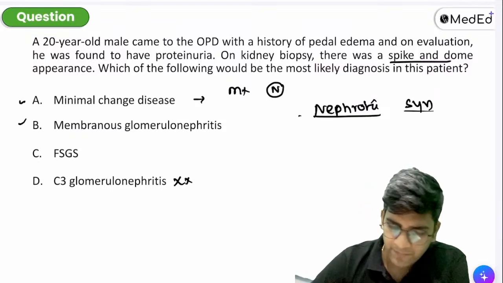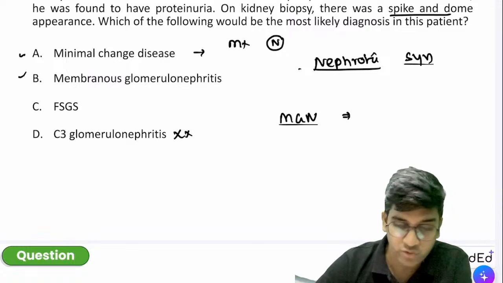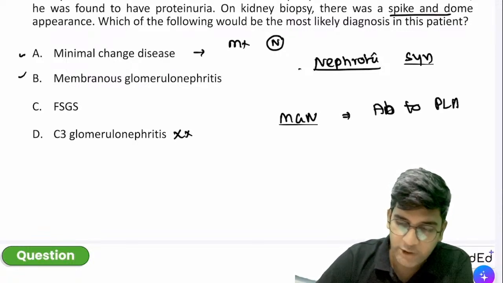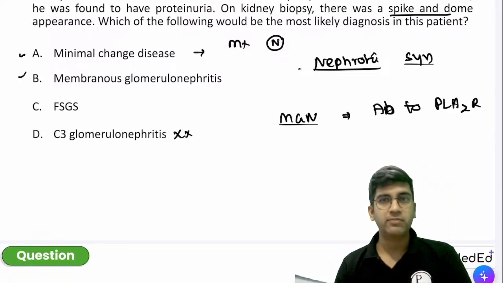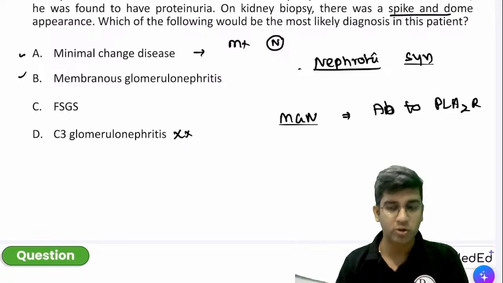But I am sure that you must have known that in case of an MGN or membranous glomerulopathy, there are few things to remember. There will be antibodies to PLA2R. This is approved as a diagnostic method by FDA, so remember them. I don't want a kidney biopsy now. Just do a blood test and prove it is membranous glomerulonephritis.